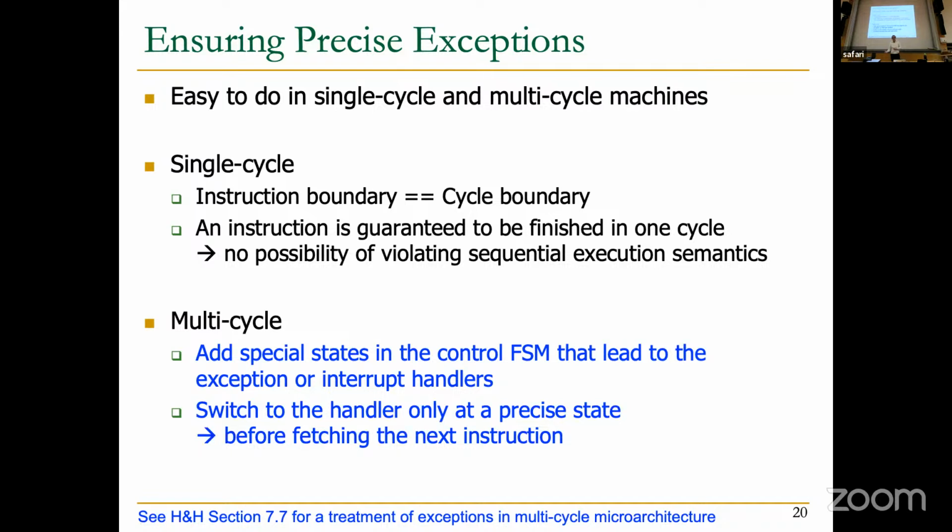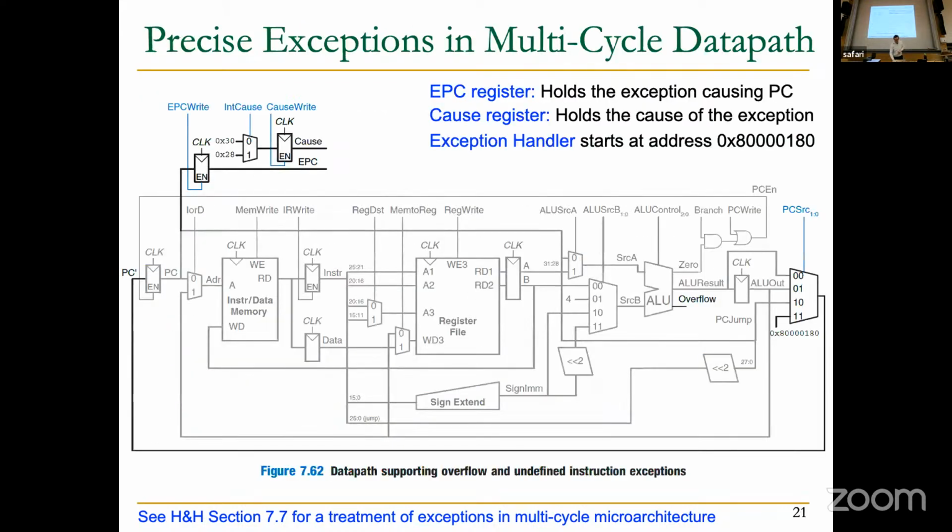Basically, you switch to the handler only at a precise state. What does that mean? Before fetching the next instruction. Once you finish the previous instruction, check for the exception or interrupt. And if there's an exception or interrupt, go to a special state, which is the exception handling routine. We're going to take a look at that. So this is how your book modifies the multi-cycle data path that we studied.